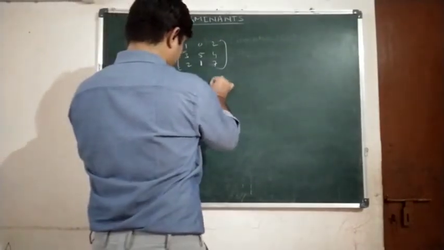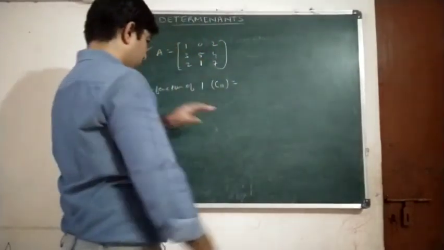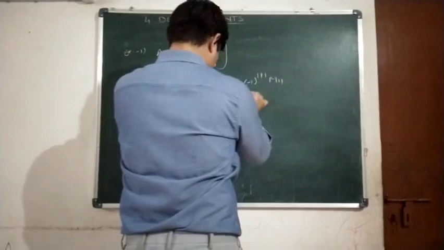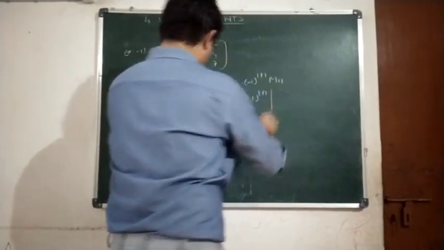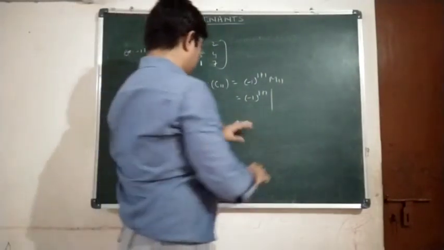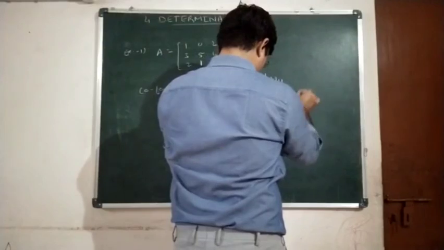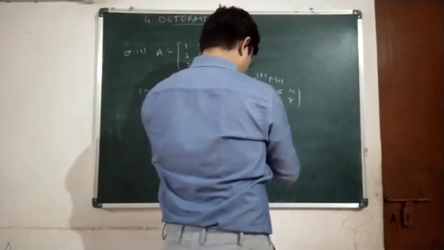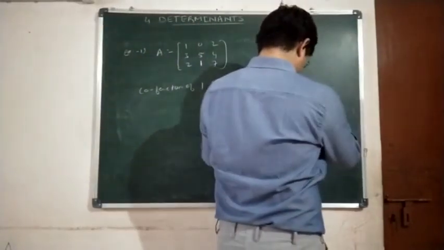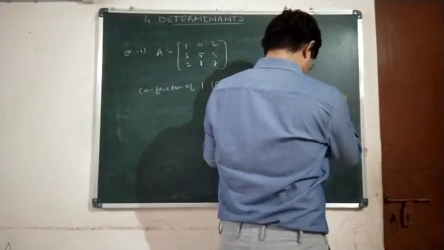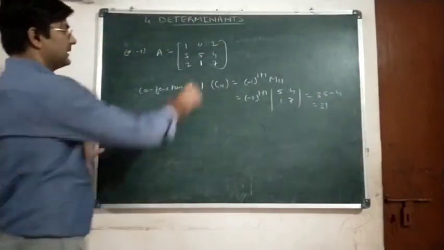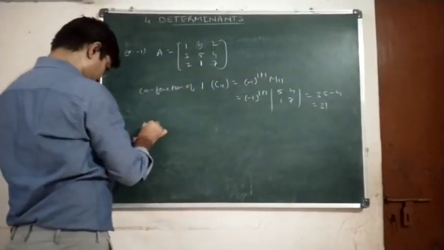Now in order to find the cofactor of 1, denoted by C11, it is equal to minus 1 raised to 1 plus 1 into M11. Now we will delete the row and the column. So |5 4; 1 7|, which will be equal to, because minus 1 raised to 2 is 1 only, so no change in sign, 5 sevens are 35 minus 4, which is equal to 31.